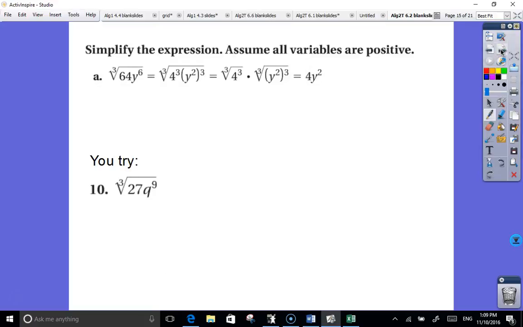The third root of 64y to the 6th. Well, this one works out pretty easily because 64 is a perfect cube. Y to the 6th could be written like y squared to the third. That's what they've done going from here to here. They wrote the 64 as 4 to the third. Y to the 6th is y squared to the third. So when you take the cube root of something that is being raised to the third power, what you pull out is the base. So in this case, 4y squared.